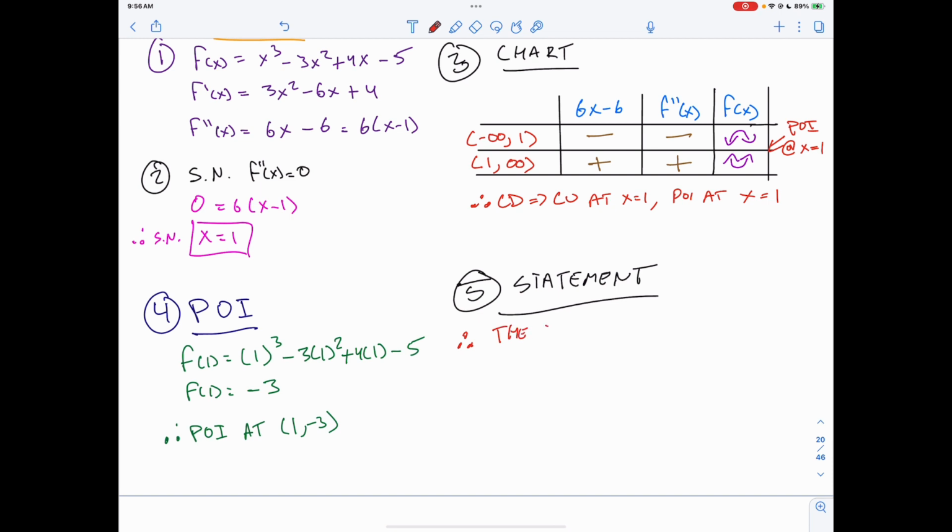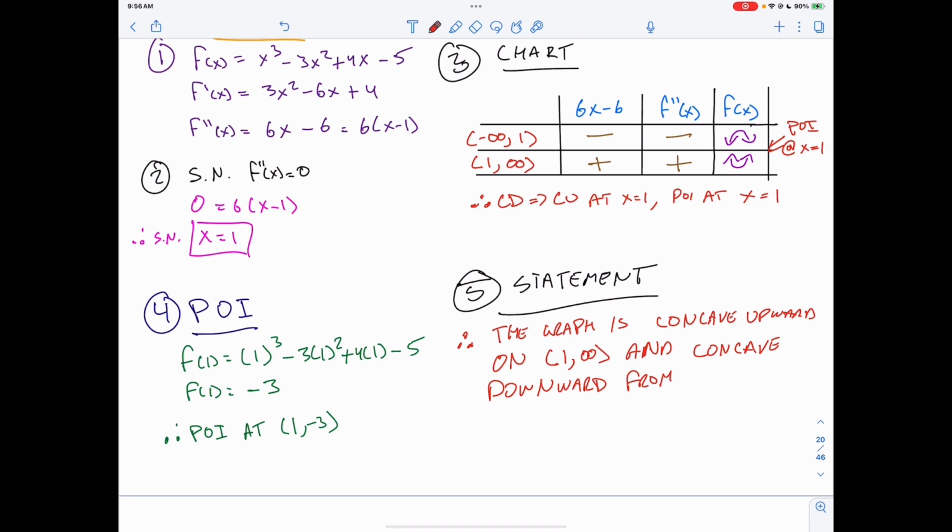Therefore, the graph is concave up on 1 to infinity and concave down from negative infinity to 1, with a point of inflection at 1 and negative 3.